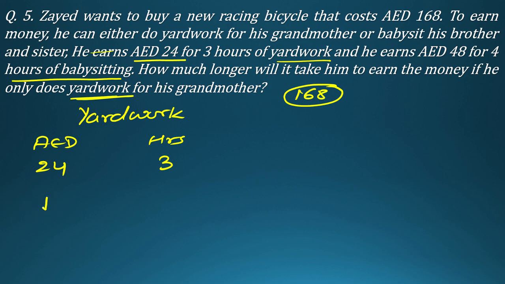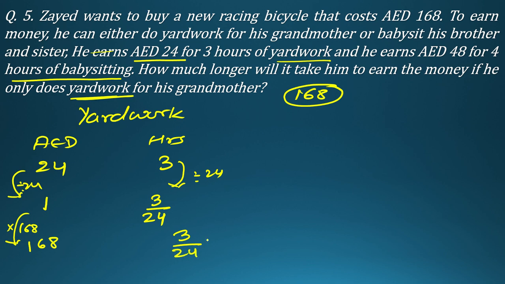For 1 dirham, how many hours will he have to work? He will have to divide by 24. So divide by 24 here also. So it will be 3 divided by 24. And now how much money does he want? He wants 168. So just multiply by 168. So here also, 3 over 24 multiplied by 168.